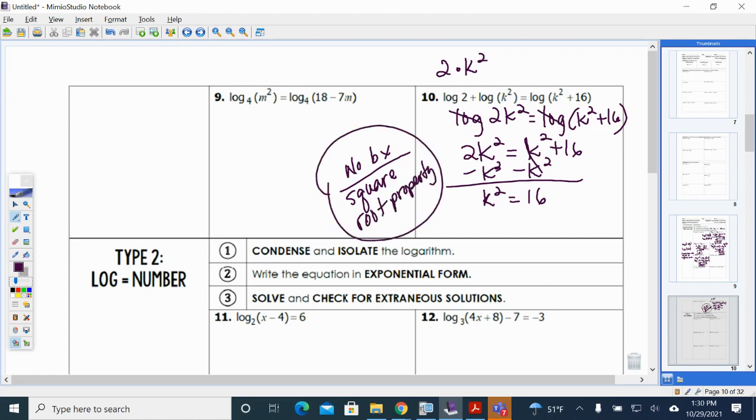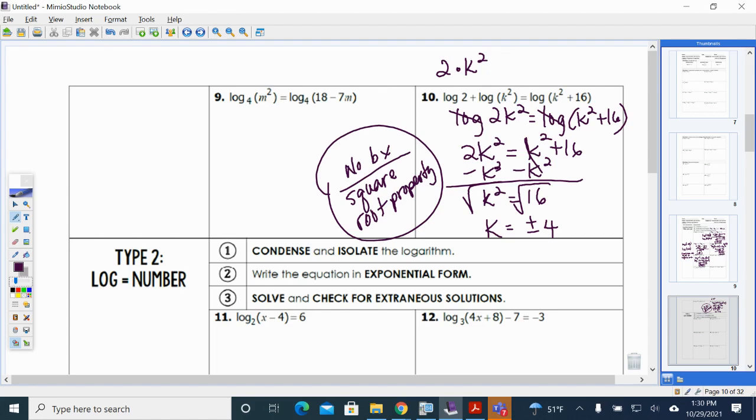For those of you that remember when we solve quadratics, we take the square root of both sides. The square root of k squared is k, and the square root of 16 is a positive and a negative 4. Now, you would have to test both of these solutions back into the original equation.